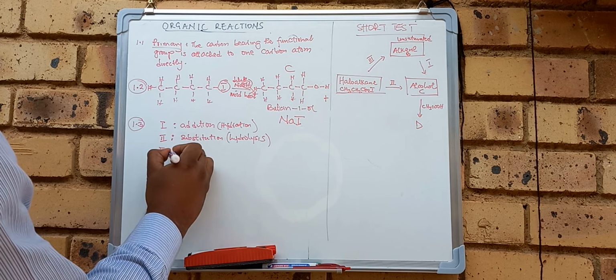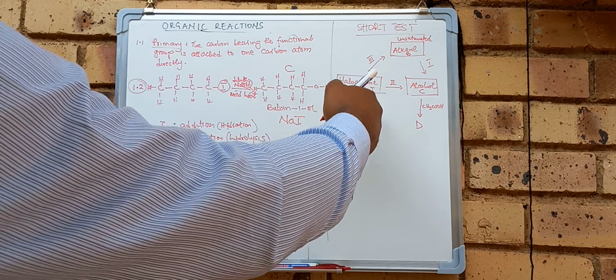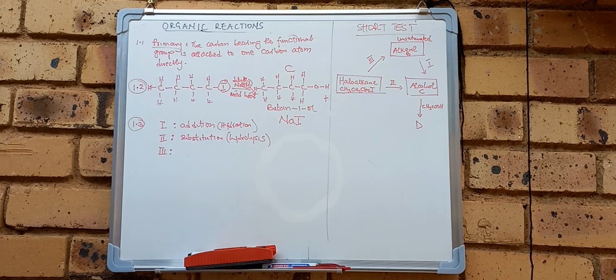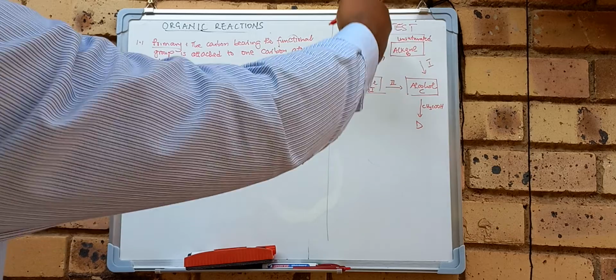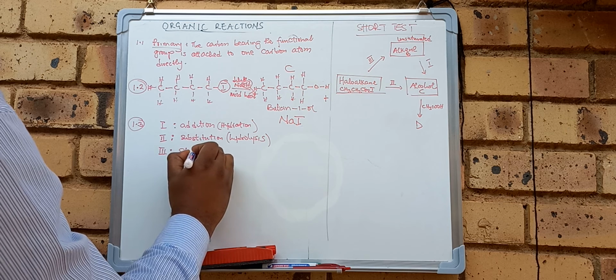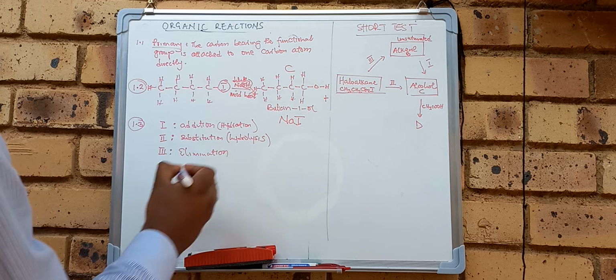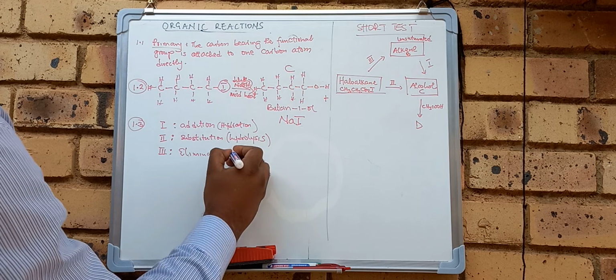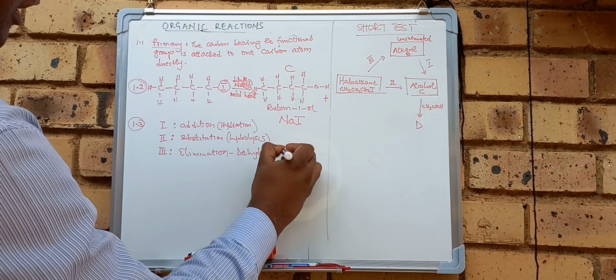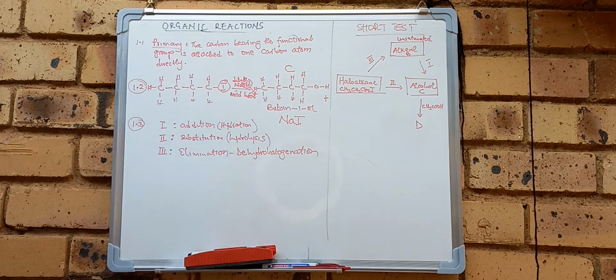Then the last one is number 3. You can see this going to this, and once the unsaturated compound is the product, you will know it's elimination. But if the unsaturated compound is a reactant, you know it will be an addition. So here we have an elimination reaction. And in this very case, we're eliminating hydrogen halides. So we have dehydrohalogenation.